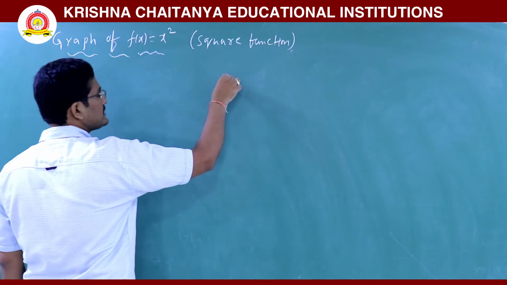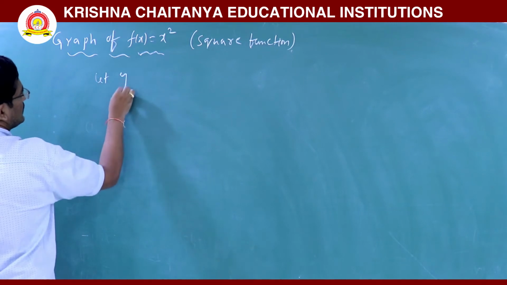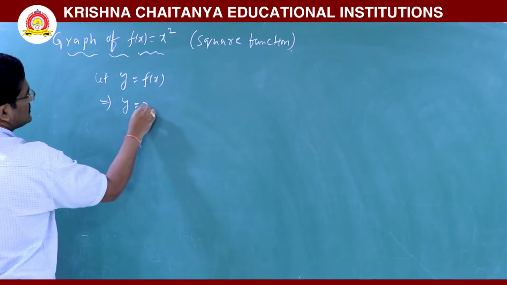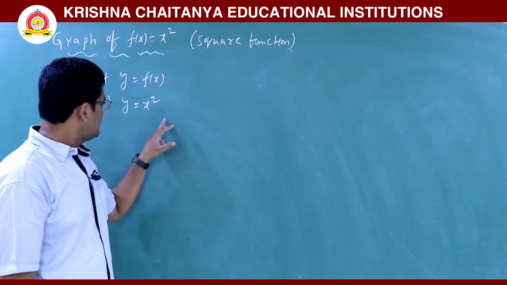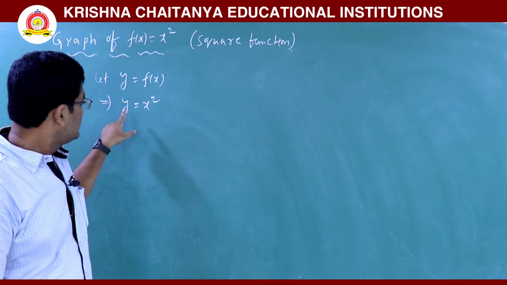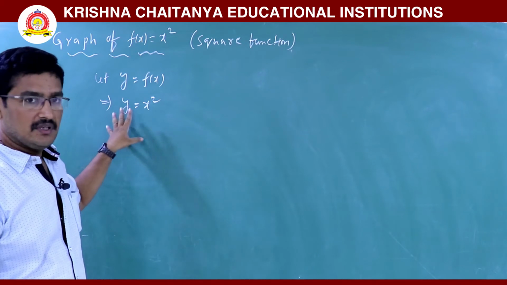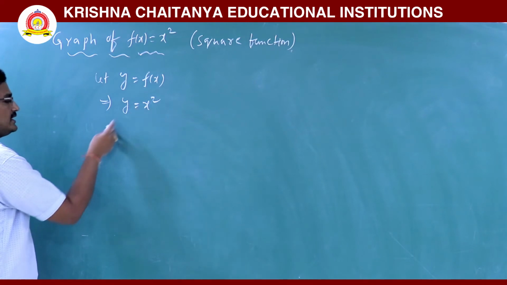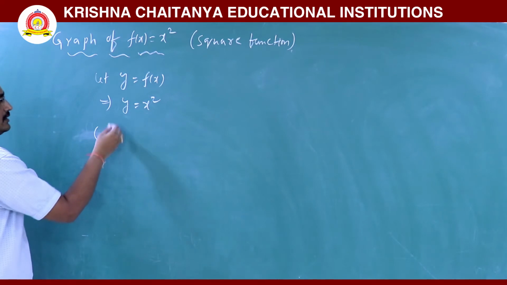So f of x equals x square. First, let y equal f of x. This implies y equals x square. This is the equation. First we have to find the points on this equation. To get the points, first I am taking x equals 0. For x equals 0, automatically y is 0. So (0, 0) lies on that equation.